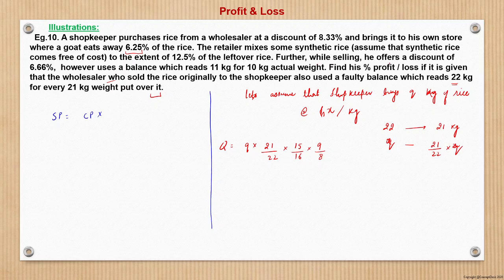Now, when selling, he offers a discount of 6.66%. So this discount will affect the selling price per unit. Now, he uses a balance which reads 11 kg for 10 kg. So what is the weight being sold? Now this actual weight Q, he uses a balance which reads 11 kg for 10 kg. 11 kg for 10 kg means what? 10 kg of actual weight, when we put it on the balance, it shows 11 kg.